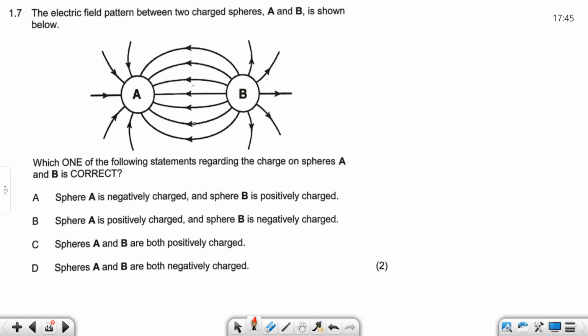We can see that it is moving from A to B. It is always from the positive to the negative. I think we're done here. A is negative and B is positive. Done. A. Next question.